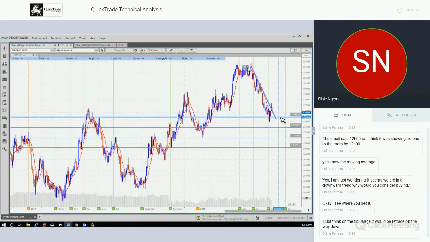So this area is our support. That's where I expect to see buyers coming in and buying. Even if you decide to wait for price to get here before you enter, I wouldn't really blame you. Let's look at the euro US dollar. Let me show you the picture I was referring to earlier.